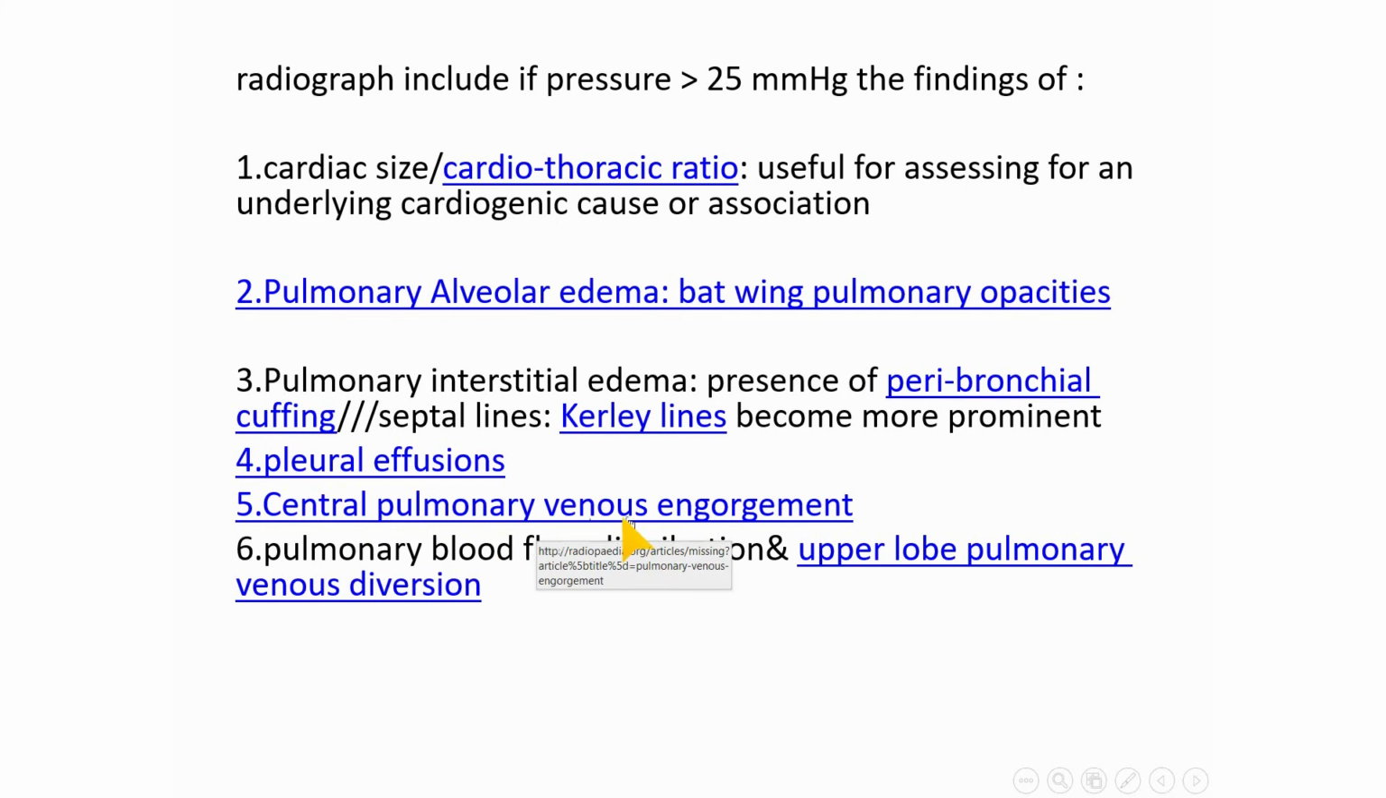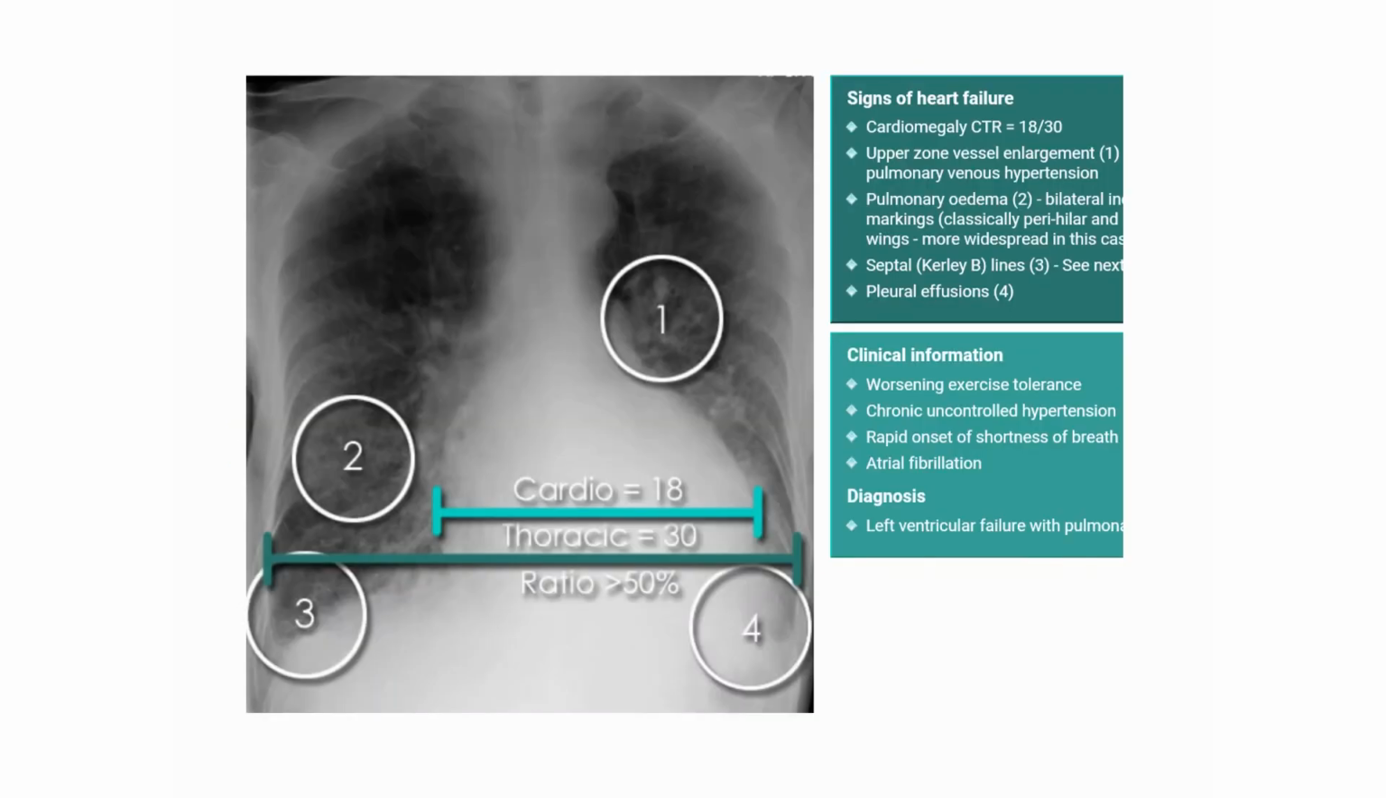There will be central pulmonary venous engorgement due to congestion, in addition to upward diversion of the pulmonary veins, as the lungs seek air because of a lot of fluid in the base of the lung due to congestion. So from this picture we see signs of heart failure. We see upper zone diversion of the veins. We have pulmonary edema and a slight pleural effusion. We see the Kerley B lines here, and increased cardiac size, as we measure 18/30 of the thoracic diameter. That is more than 50%, which is an increased cardiothoracic ratio, meaning cardiomegaly.